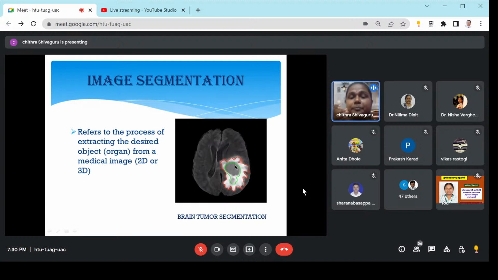So it is nothing but the process of extracting the desired object from a medical image. It can be a 2D image or a 3D image. A 2D image means it would have been obtained by X-ray imaging or something. 3D images mean a CT scan or MRI scan, which give the 3D images. So this is for brain tumor segmentation, one example of brain tumor segmentation. This part is called the region of interest.